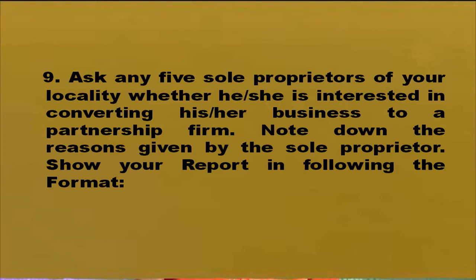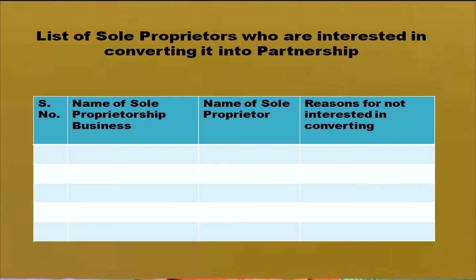Another report, ask any 5 sole proprietors of your locality whether he is interested in converting his business to a partnership firm. Note down the reasons given by the sole proprietor and make a report like this. Serial number, name of the sole proprietorship business, name of the sole proprietor, and reasons for not interested in converting, or reasons for interested in converting also you can make a report. That is, why sole proprietors are interested in converting.